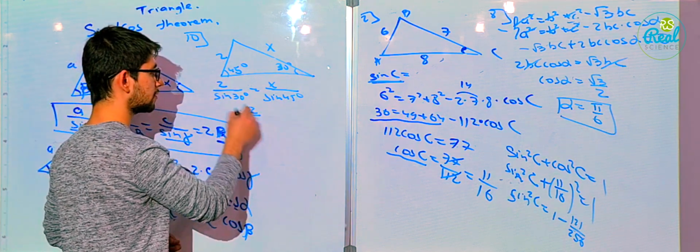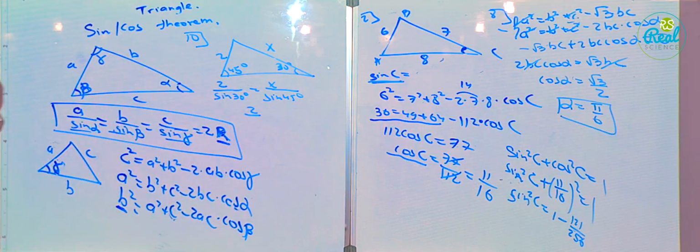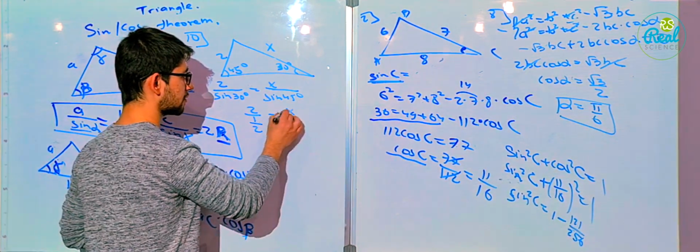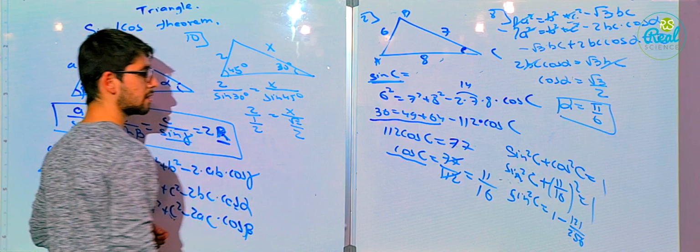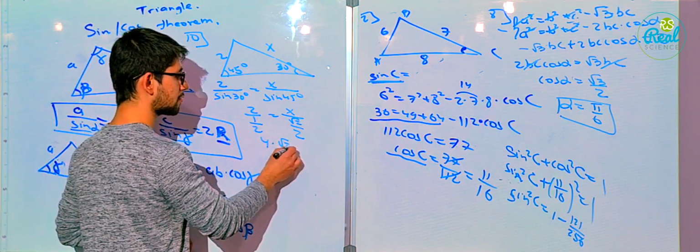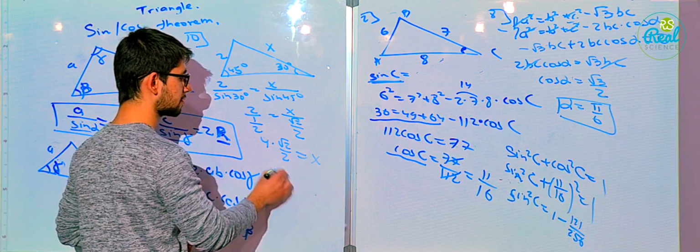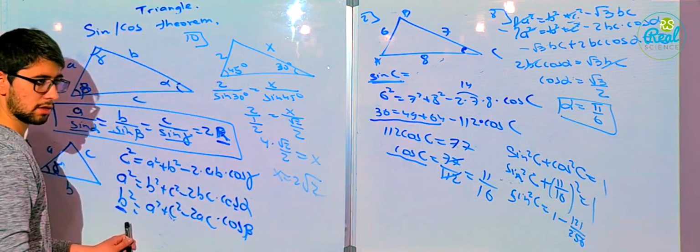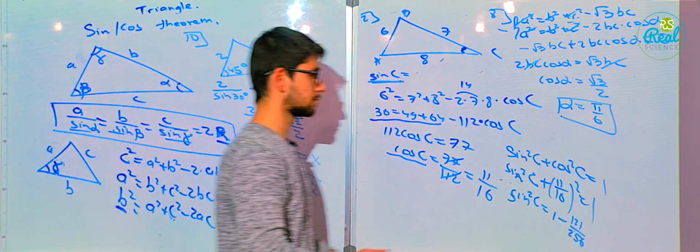Can you tell me the value of sine 30 degrees? 1 over 2. So 2 over 1 over 2 equals x over root 2 over 2. You cross multiply, or actually it is obvious: 4 multiplied by root 2 over 2 equals x. Your x value is 2 root 2. Copy.